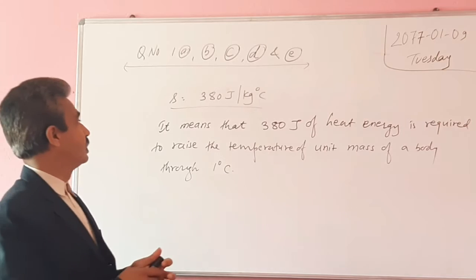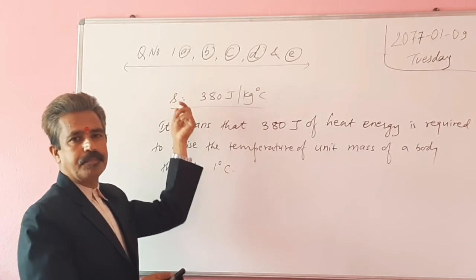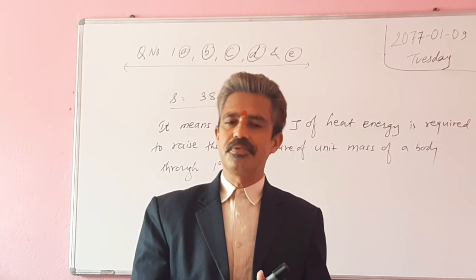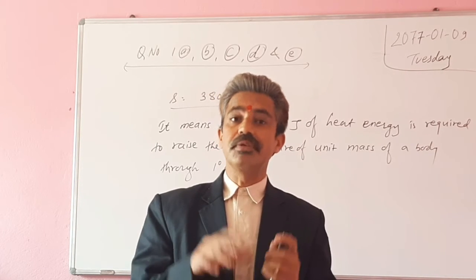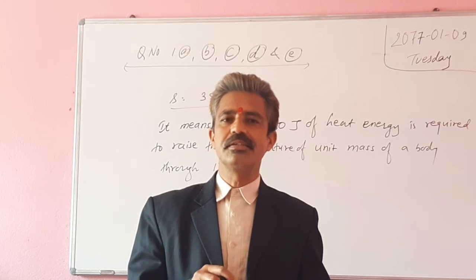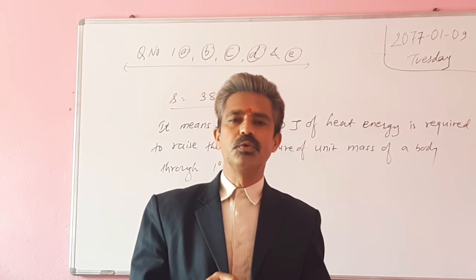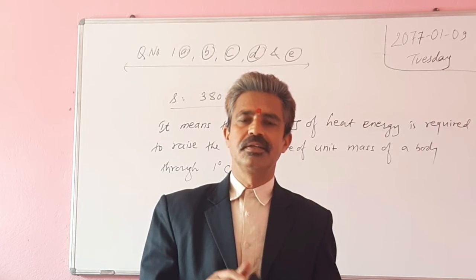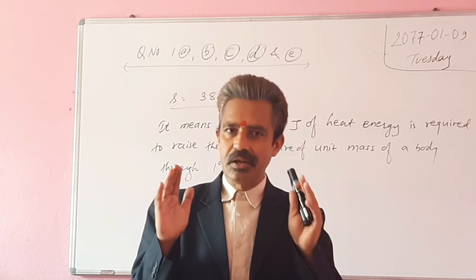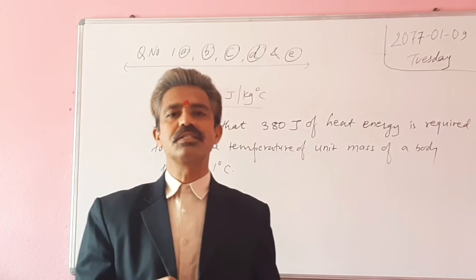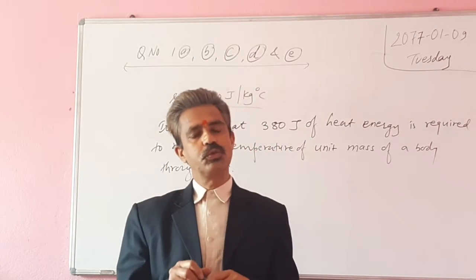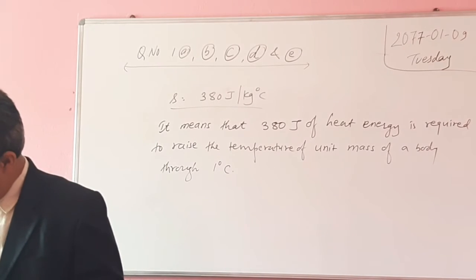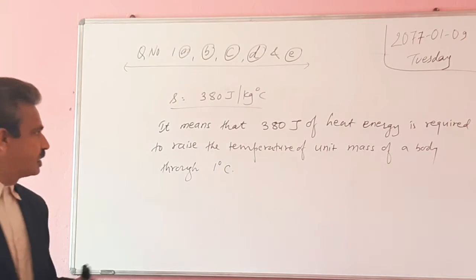But if the question is, what is specific heat capacity? How do you define it? Specific heat capacity is defined as the amount of heat required to raise the temperature of unit mass of a body by 1 degree centigrade. Amount of heat required to raise the temperature of unit mass of a body through 1 degree centigrade. Okay, remember. Next one is, define heat equation.